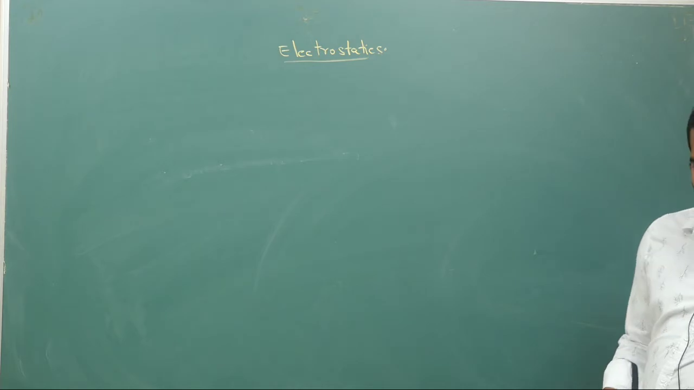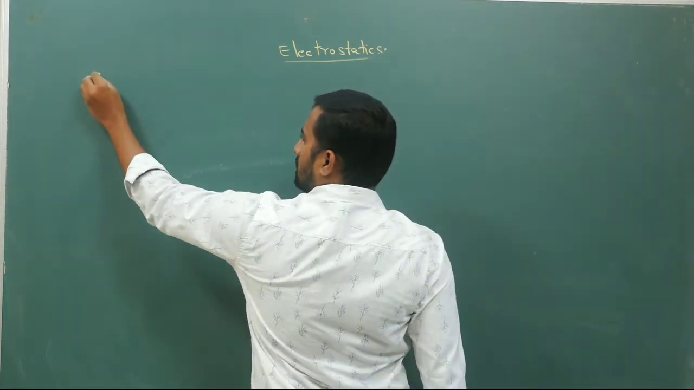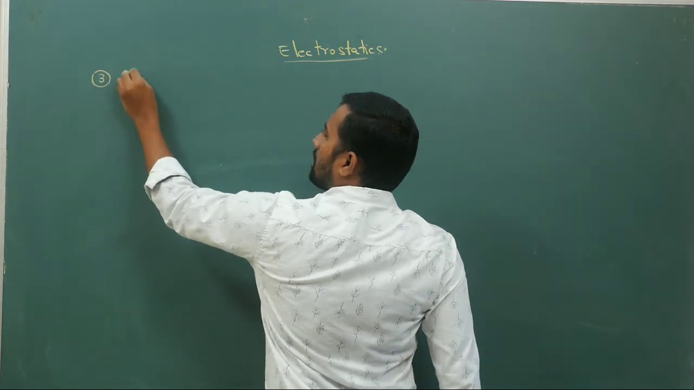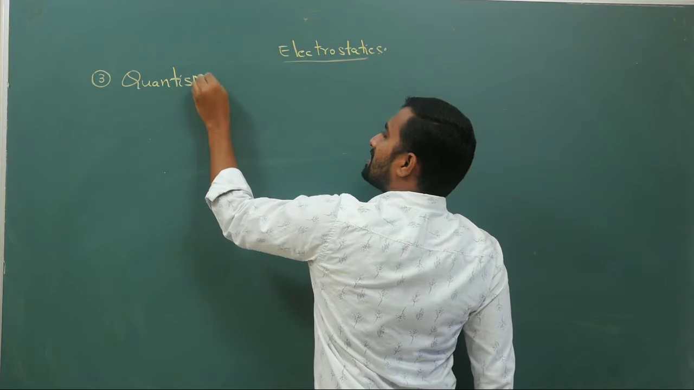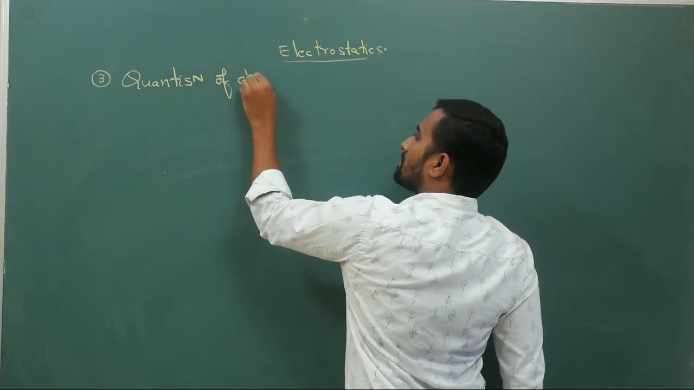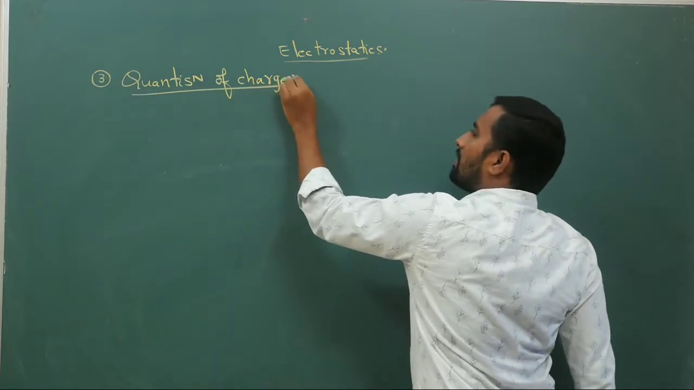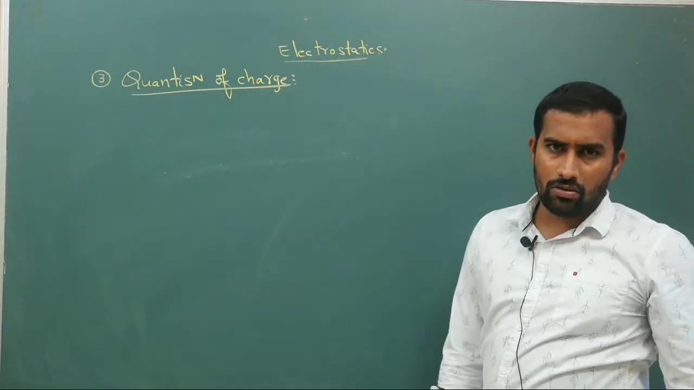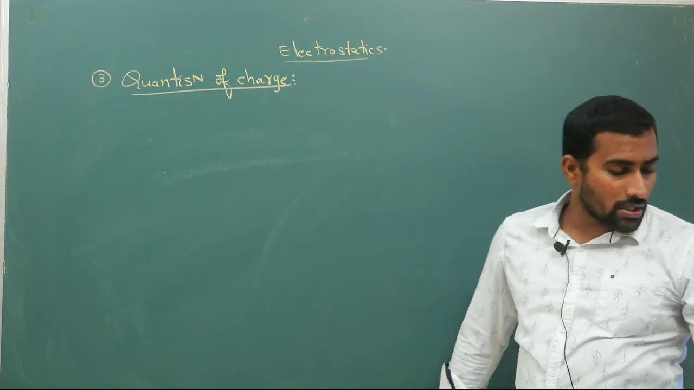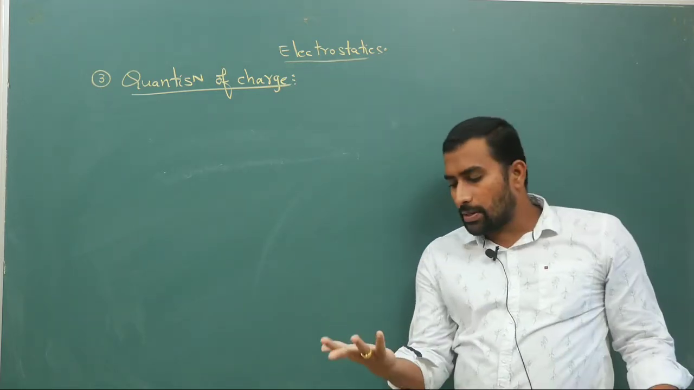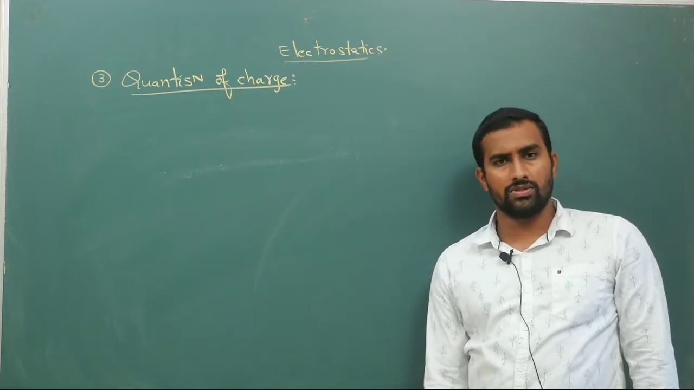What is the third property that you have for the charge? Okay. The third property is quantization of charge. Now what is this quantization of charge? I will tell you, but there is an exception to this. Initially people thought there were only two kinds of charge, positive and negative charge.